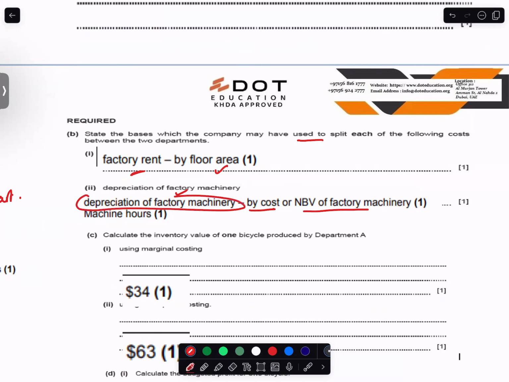Depreciation of factory machinery, how is it apportioned? By machine cost, or net book value of factory machinery? Again, depreciation of factory assets is by machine cost or machine net book value of the assets.